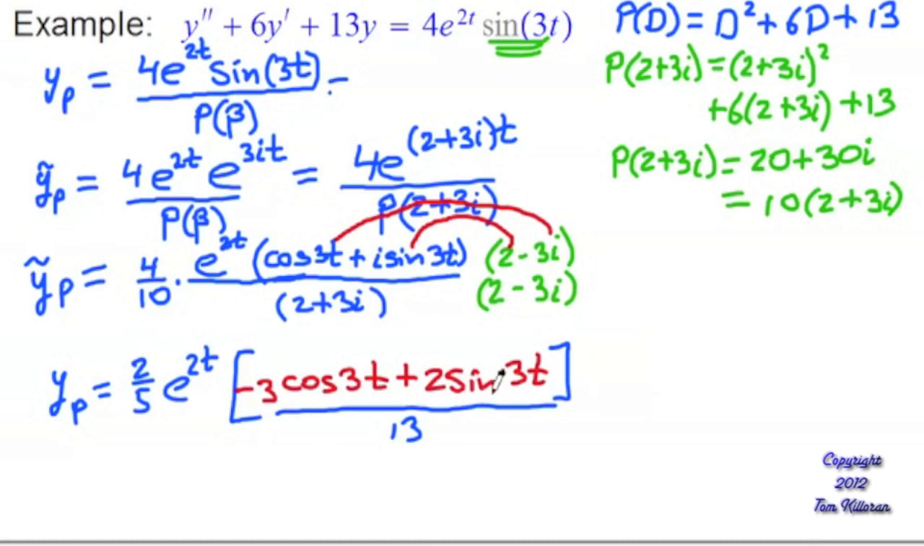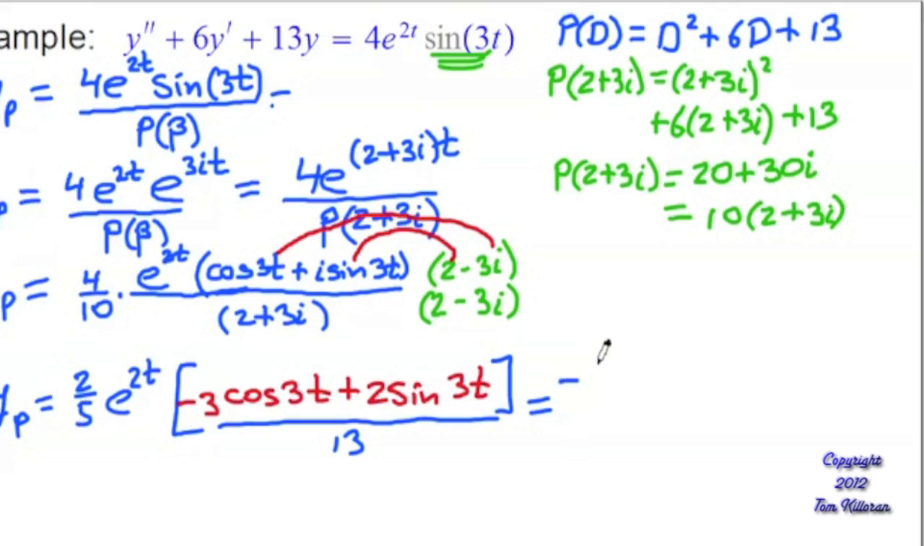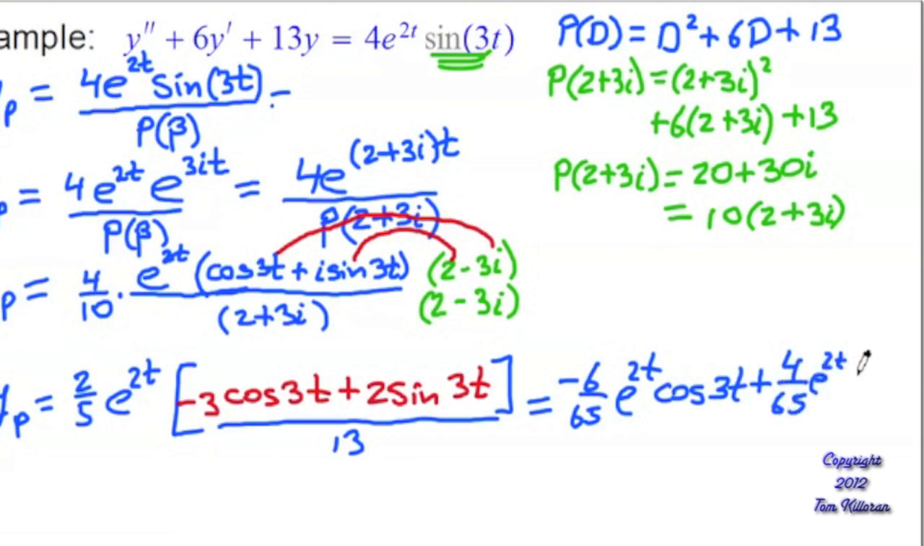And then if we put it all together, we are going to get an ugly number. Let's see. 2 times 3 is 6. 13 times 5 is 65. So we'll get negative 6/65 e to the 2t cosine of 3t, and then over here we're going to get a positive 4/65 e to the 2t sine of 3t. And this would be the particular solution to this differential equation.